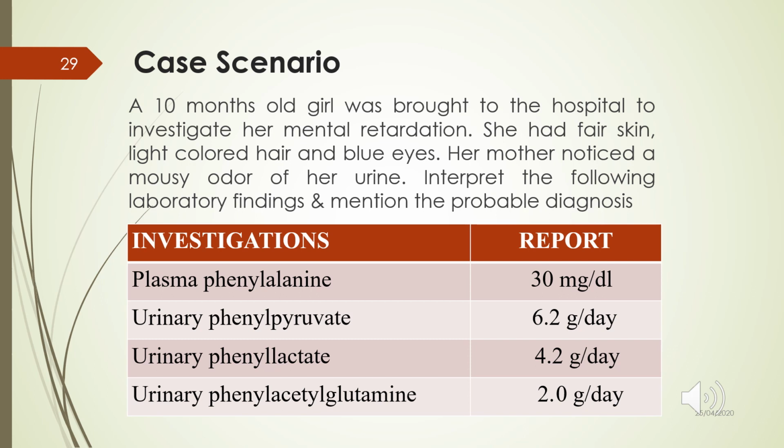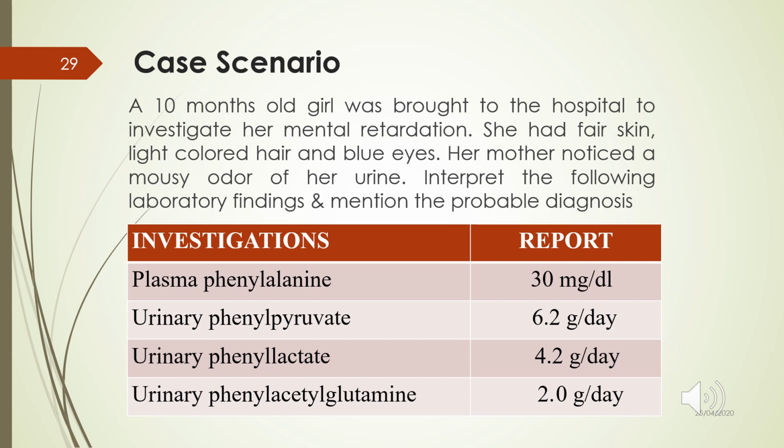excreted in the urine. Now, to interpret the laboratory findings, there is accumulation of phenylalanine because the normal phenylalanine concentration in the plasma is 1 milligram per deciliter. But in this case, there is accumulation of phenylalanine to 30 milligrams per deciliter. So, increased phenylalanine concentration in the blood leads to the most important clinical manifestation, that is mental retardation. As we have seen, that is the first complaint of the mother about the baby.